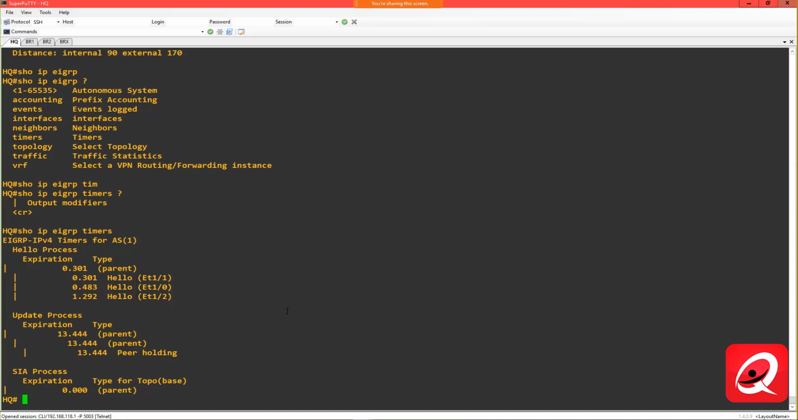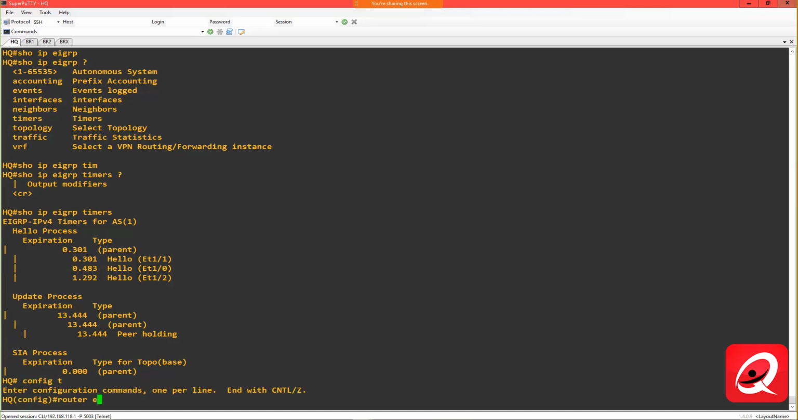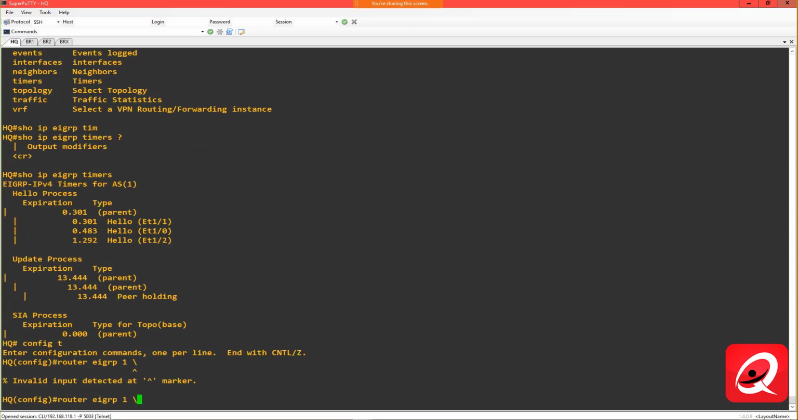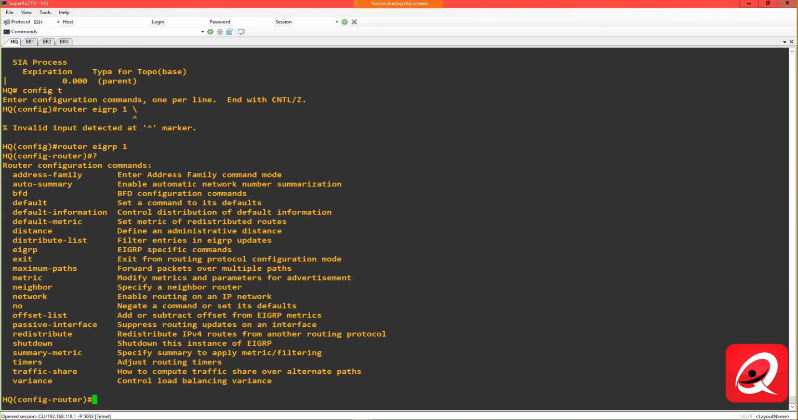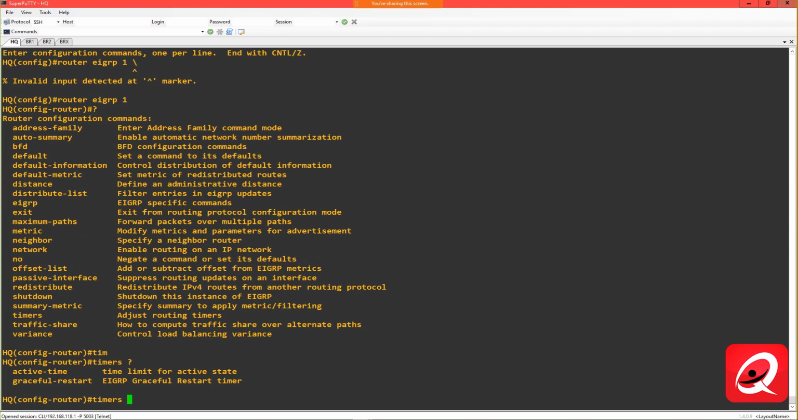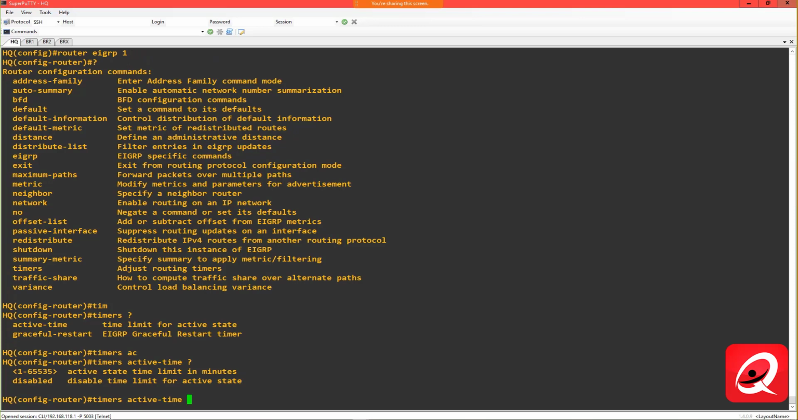Obviously, we don't have any active stuck inactive states, so we're not seeing any. No, these are snapshot timers. I was trying to see if there was a way that I could see what the default timer was. Let me try something here. Router EIGRP 1. I don't think it's going to show the default, but there should be a way to set the timer for active time. So I can set it in limit.